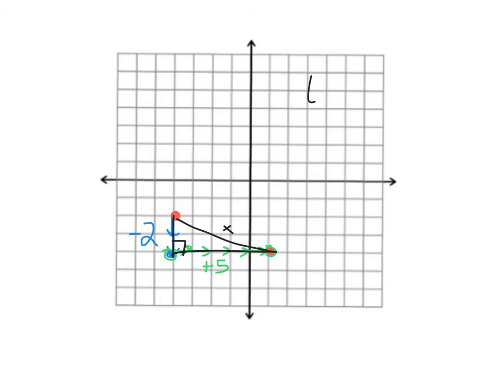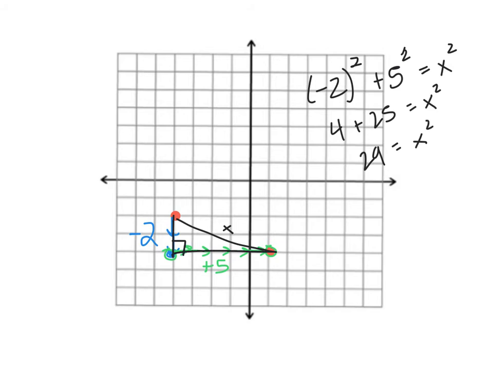Here we go. Negative 2 squared. Do you see the parentheses? That's required. Plus 5 squared equals x squared. And negative 2, I'm going to type parentheses, negative 2, close parentheses, to the power of 2. Negative 2 times negative 2 is positive 4. And 5 to the power of 2 is 25. And that equals x to the power of 2. 4 plus 25 is 29. So 29 equals x to the power of 2.